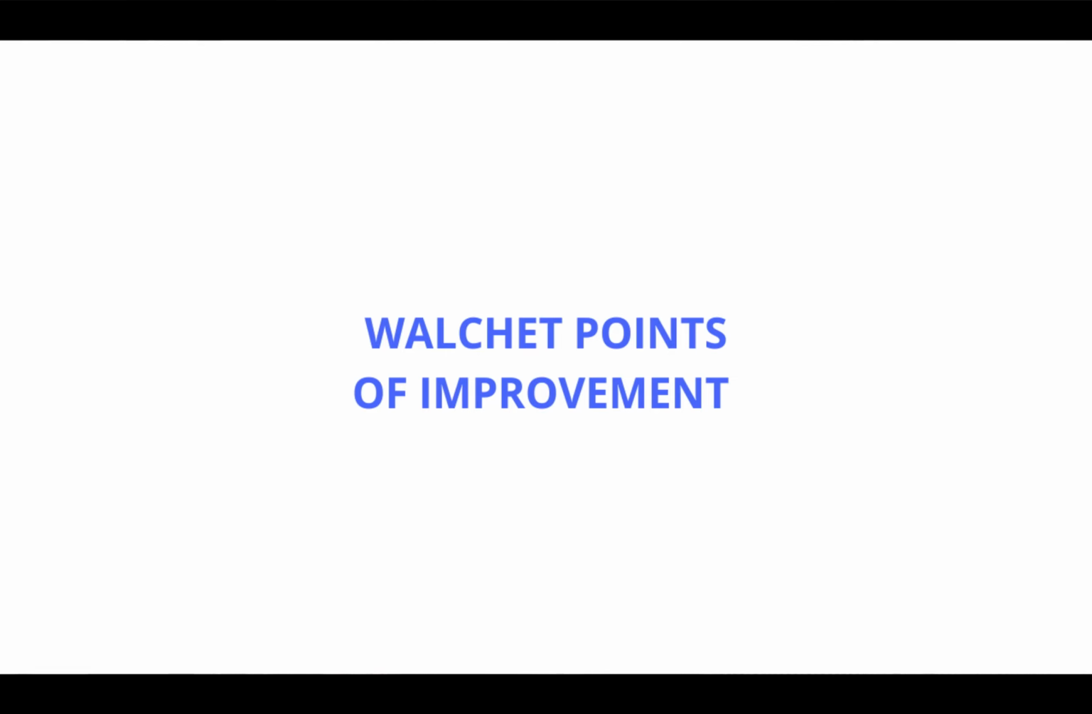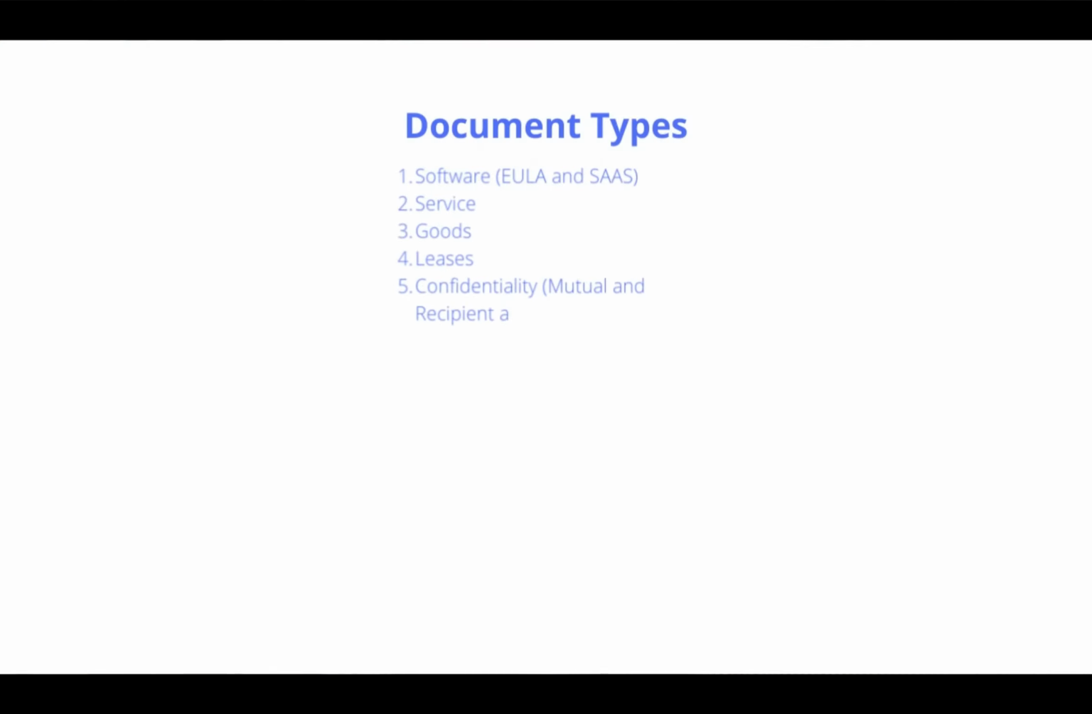What are the things that I think the tool can do better? I'm going to start with these 14 document types, and we've talked about this list before.